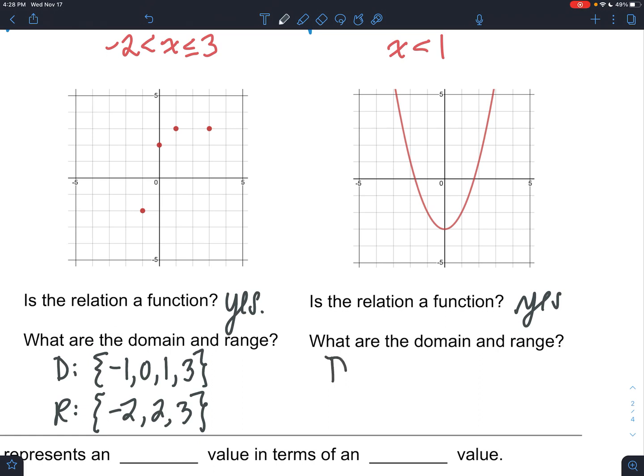The domain is, again, looking here on the x-axis, are we allowed to plug in all those values? Does it show up on the graph somewhere? And the answer to this is yes. You can plug in anything you want. It doesn't matter. You can plug in 0, right? Everything has a place to go.